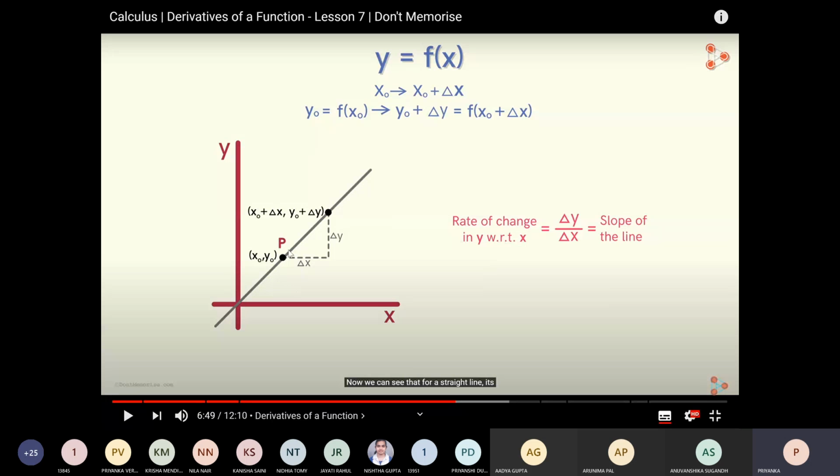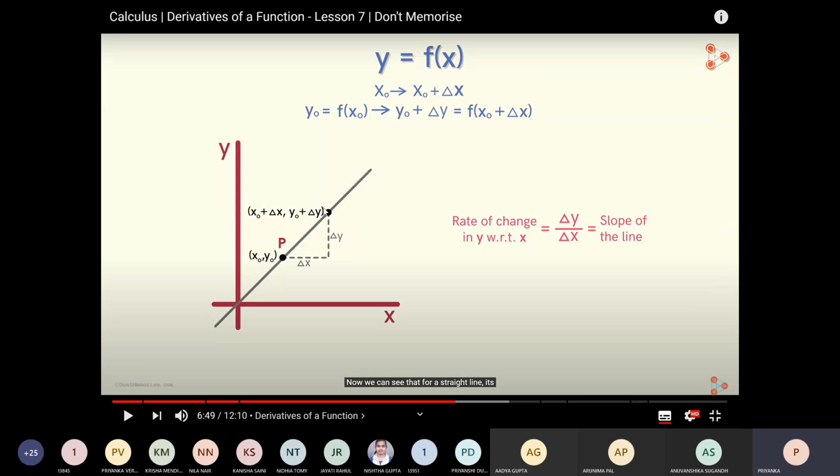Okay, so you just see P point is x0, y0, and after you have moved delta x, this point is going to be x0 plus delta x. That is why its x coordinate is x0 plus delta x. And since it was y0, we moved some distance in the y direction, delta y. So that is why its y coordinate becomes y0 plus delta y.